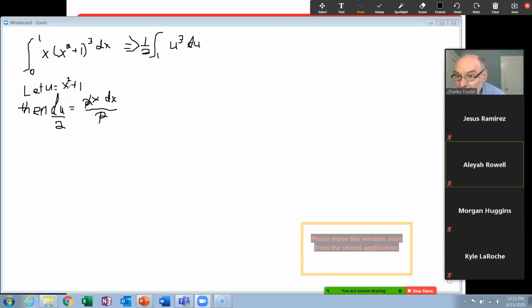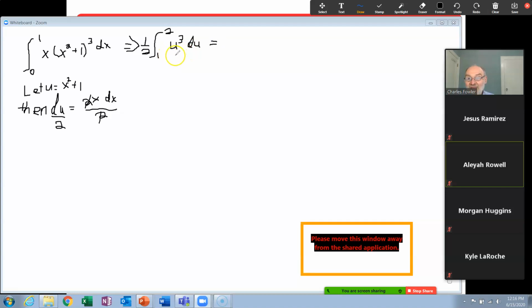And when x is 1, what is u? This would be 1 squared plus 1. Didn't know you'd be doing such high-level math this early in the morning. Oh, well, midday now. 1 plus 1 is 2. So u is going from 1 to 2 when x went from 0 to 1. You just plug in the x values here to get your u values here. Does that make sense?